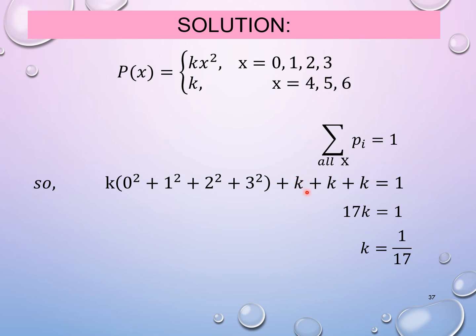Why do we plus k? Because for x equal to 4, 5, and 6, the probabilities are equal to k. So we need to plus k, plus k, plus k. Then the whole sum of probabilities must be equal to 1. After we solve for this part, we get 17k. 17k equals 1, which means that k equals 1 over 17. So this is shown. We were asked to show that k must be equal to 1 over 17, which is done.